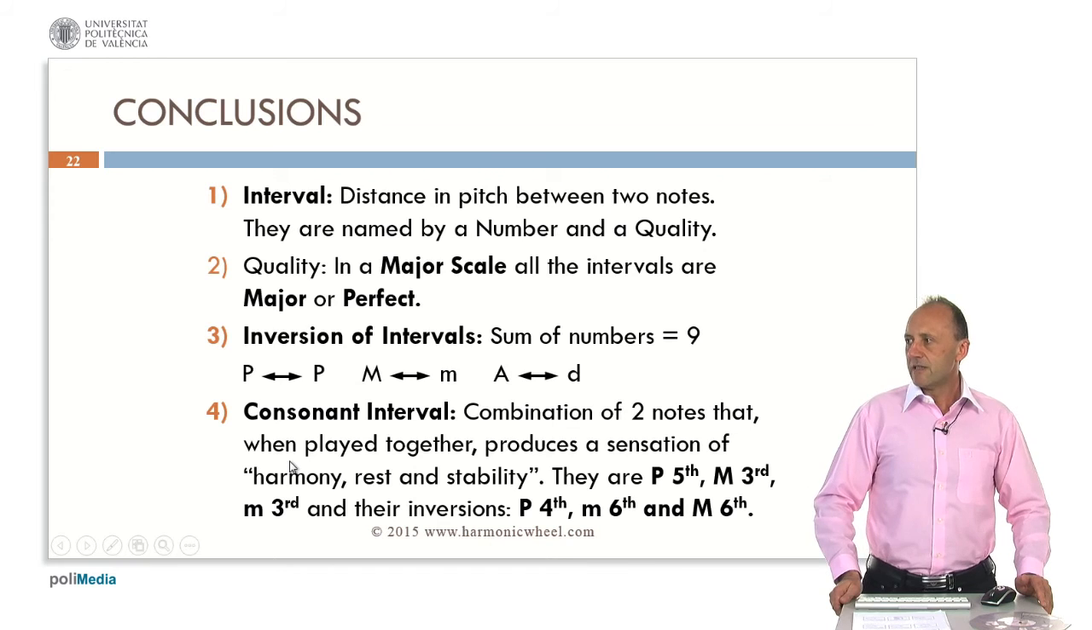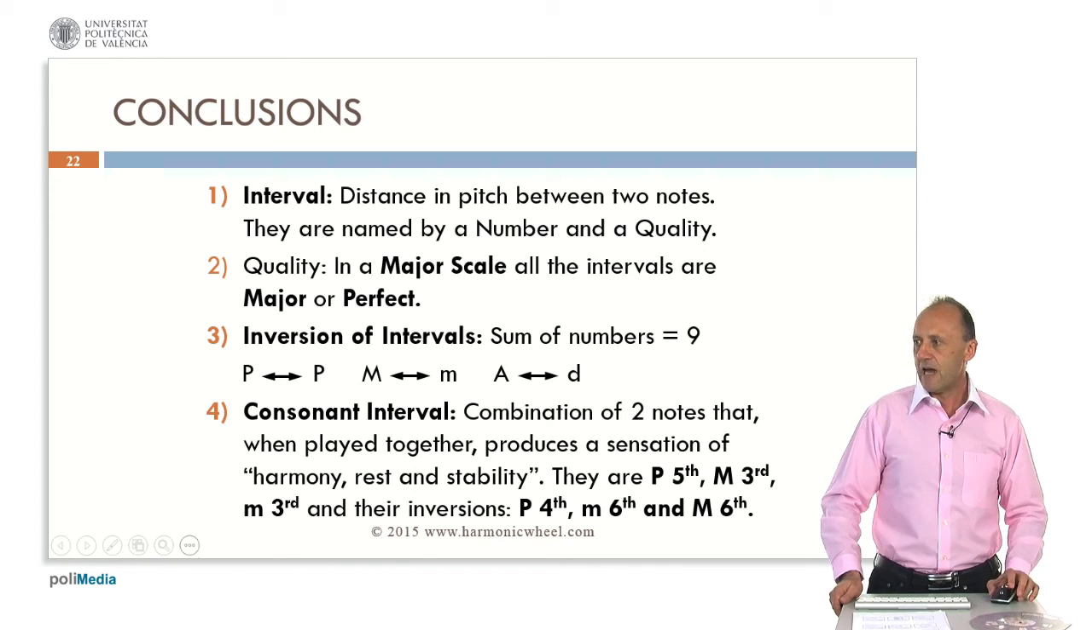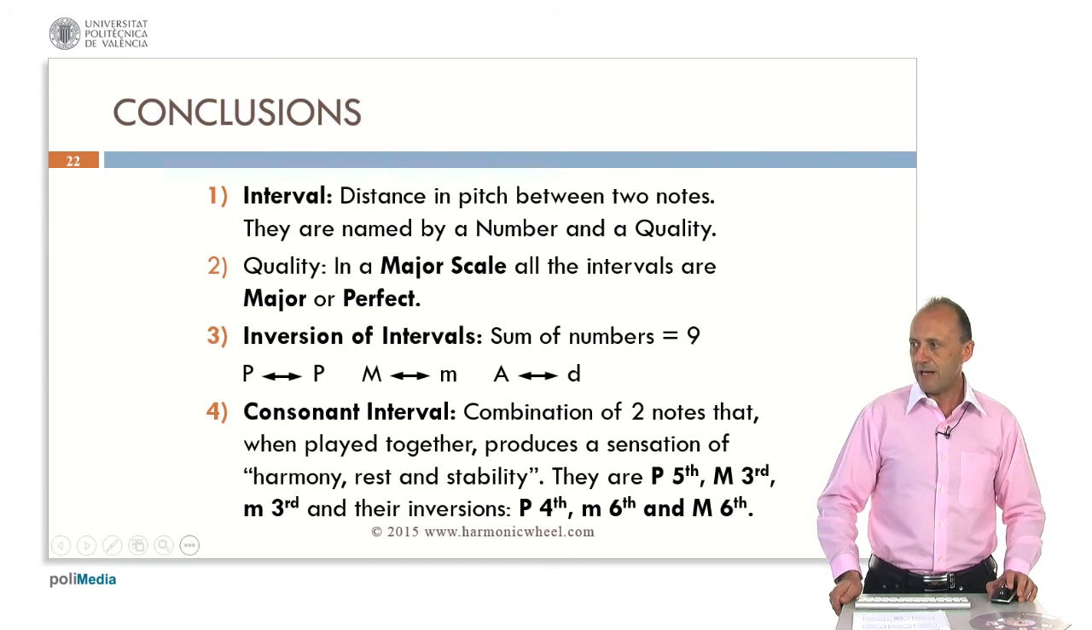A consonant interval is the combination of two notes that, when played together, produces a sensation of harmony, rest, and stability. They are the perfect fifth, major third, minor third, and their inversions perfect fourth, minor sixth, and major sixth.